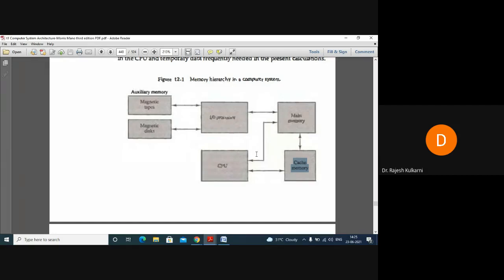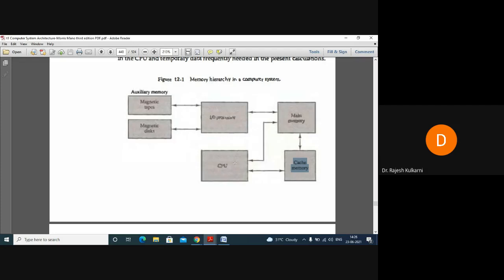So what are the characteristics of this cache memory? Cache memory is a very high speed memory. Cache memory is a very costly memory. It is high speed, but it is a small memory.